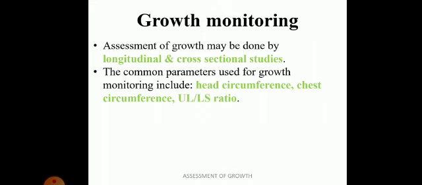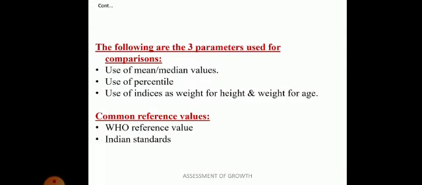Now, which are the common parameters used for monitoring of growth? They are head circumference, chest circumference, upper segment, that is from head to back level, up to the L5 level, and lower segment, and the ratio of these will also be assessed. Now, whatever value comes, that will be expressed in different comparisons.